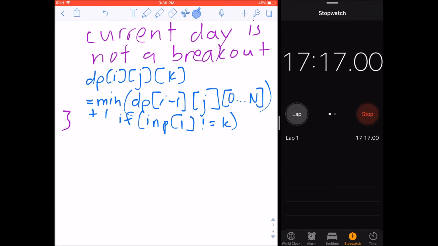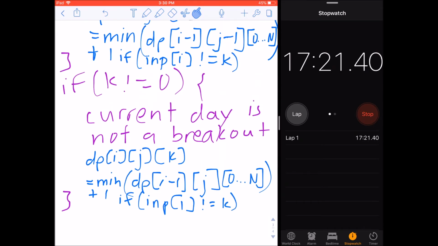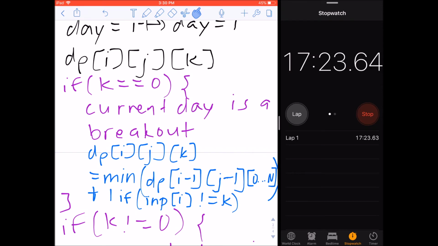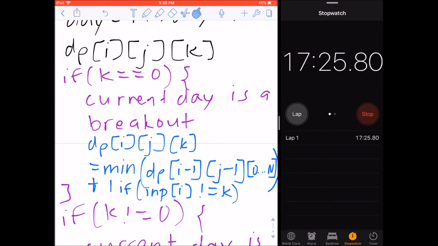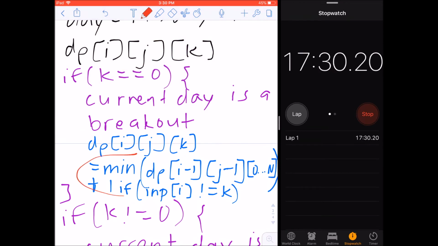Okay, this is not how you would type it up, obviously. This is weird syntax, but it's just pseudocode, so that's fine. Okay, let's look at the runtime of this. If k equals 0, then what we're looking at is this thing here. We need to take the min of n terms. So the runtime is O of n.